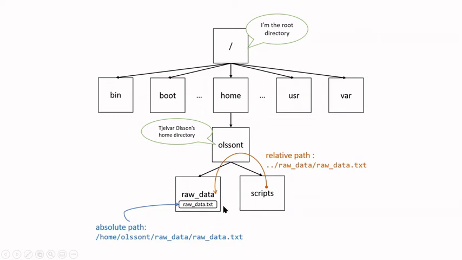Suppose we have a file in the raw data directory called raw_data.txt. We can express that file as an absolute path, which would look like this. Or alternatively, if we were in the scripts directory, if this was our working directory, a relative path to this raw data would be .. to go up one level in the directory tree, and then raw data for the directory, and then raw_data.txt for the file.